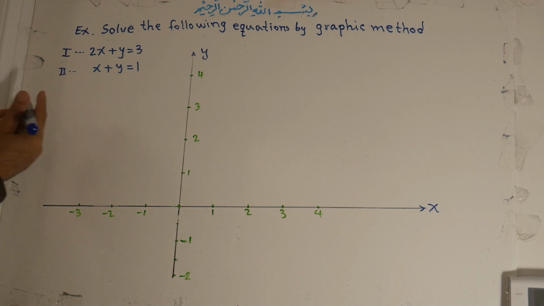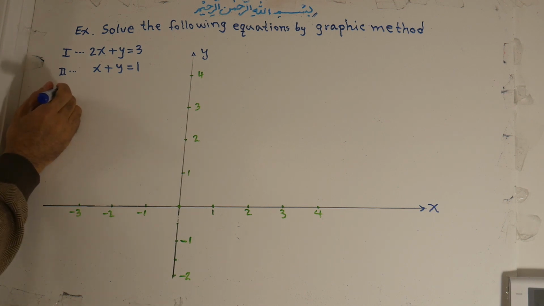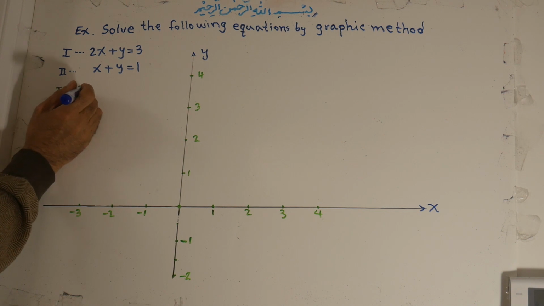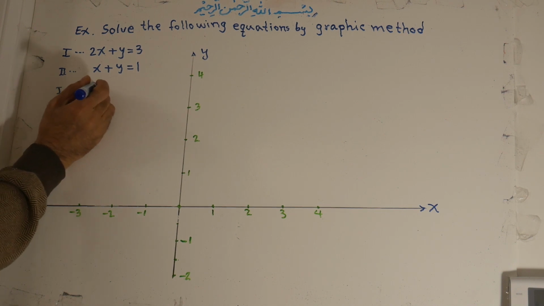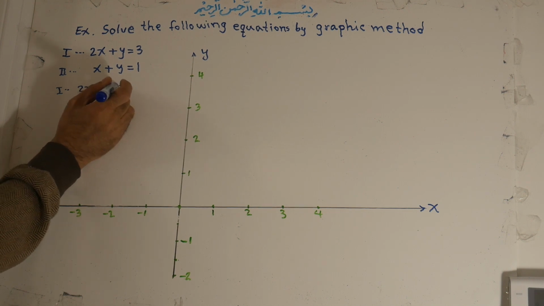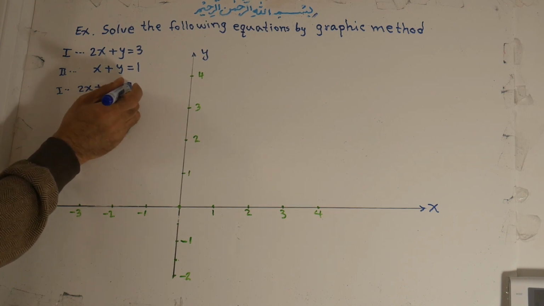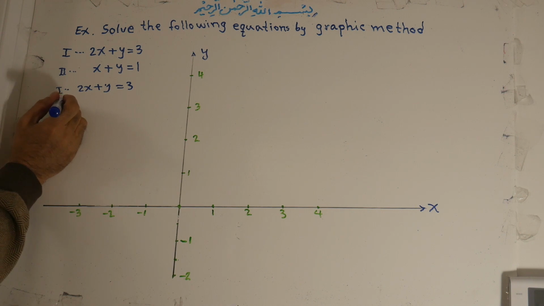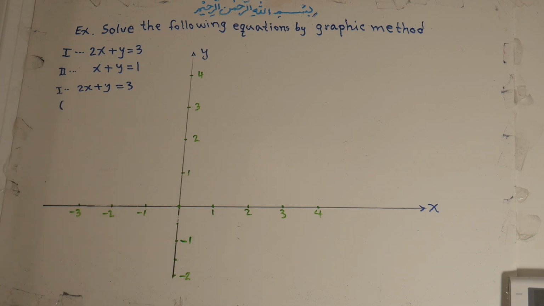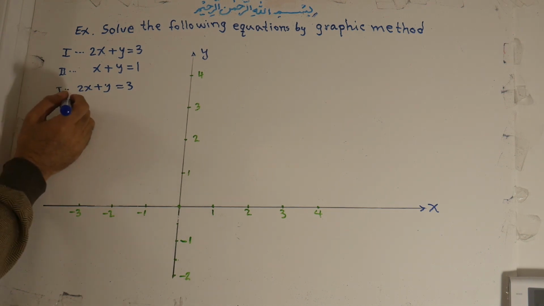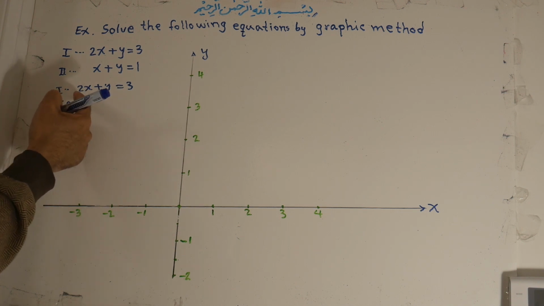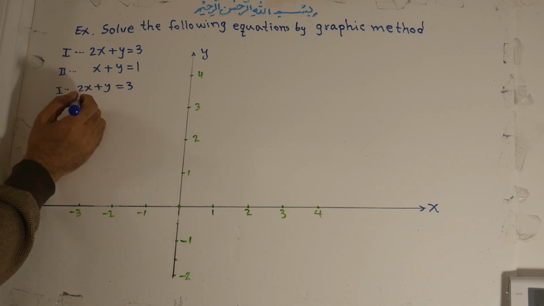What we do, we solve both equations. We put, for example, in equation number 1, 2x plus y is equal to 3. Now, first we suppose x is equal to 0. If we put x as 0, 0 times 2 is equal to 0, so y is equal to 3.